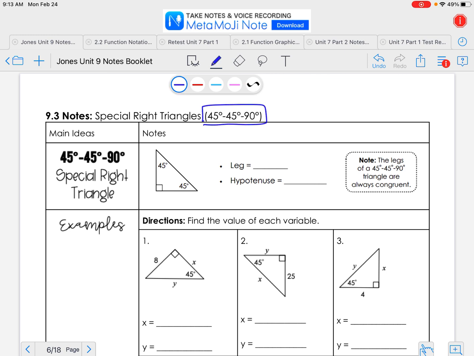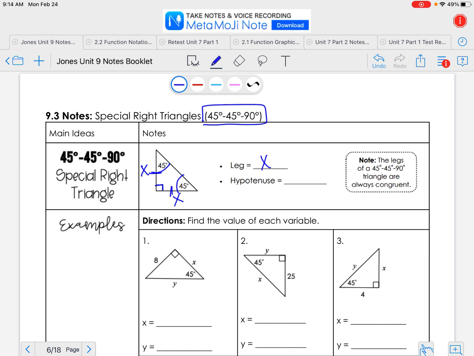and that means it's isosceles. It's a right triangle because it has a right angle. The two legs are congruent, making the two angles congruent. Remember that when the two legs of an isosceles triangle are congruent, the two base angles are congruent. Therefore, since they have to add to 90 degrees, 90 divided by 2 is 45. So we know that the legs are congruent.